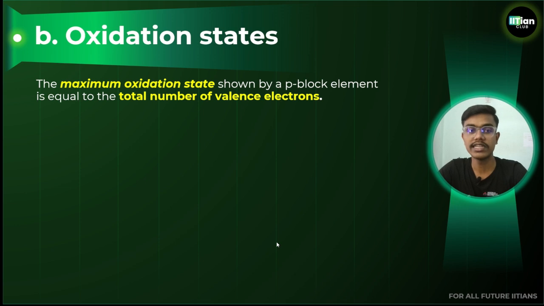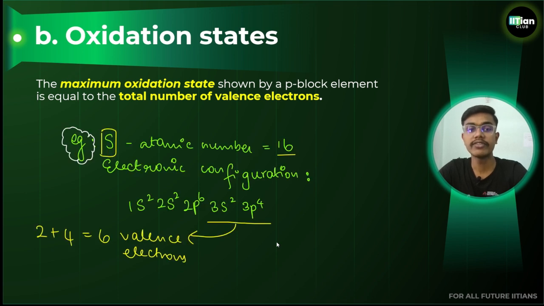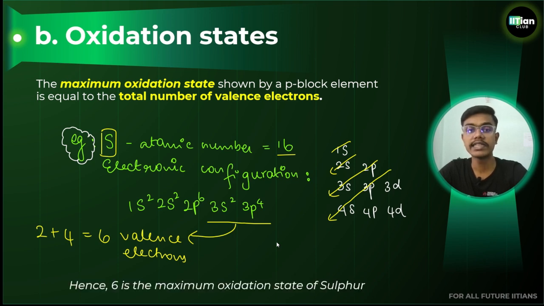Next up, we have oxidation states. The maximum oxidation state shown by a p block element is equal to the number of valence electrons. Let's take an example. For sulfur, the atomic number is 16. When you write the electronic configuration based on the Aufbau principle, you will see that the valence shell electrons are 3s2 3p4. Here 6 is the valence electrons and the maximum oxidation state will be 6.